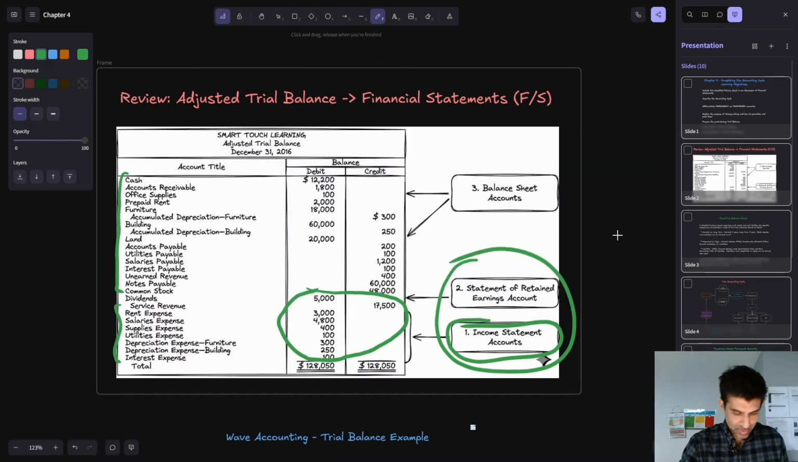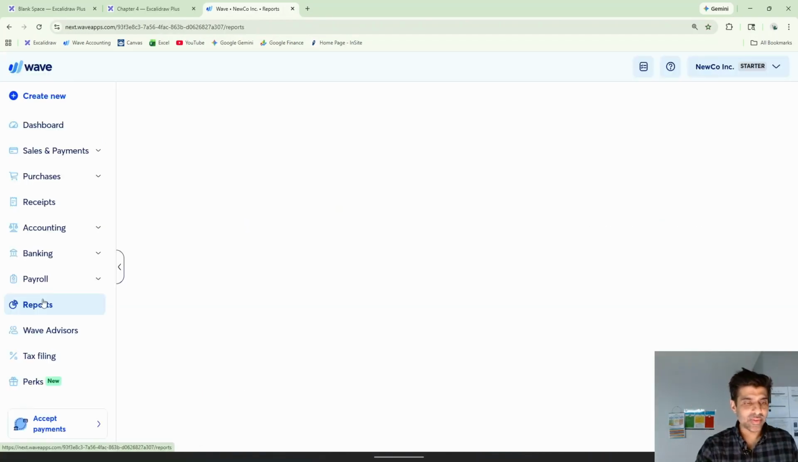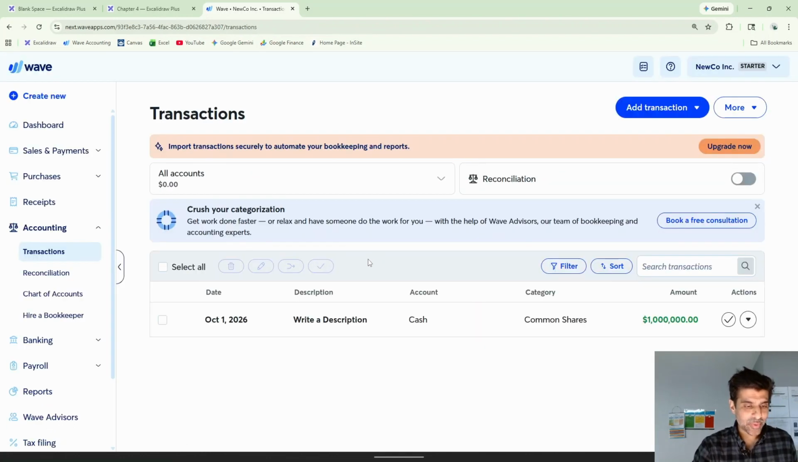Okay, so let me show you that. This is again just some free accounting software. QuickBooks is going to be the same. Your enterprise level, what a big company uses, is going to be something similar to this. Okay, so if I go to this reports, this is a company I just made up.